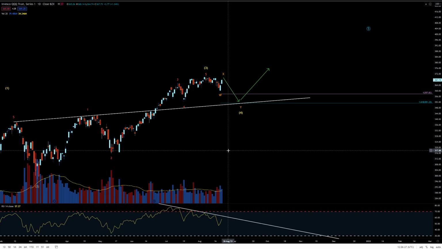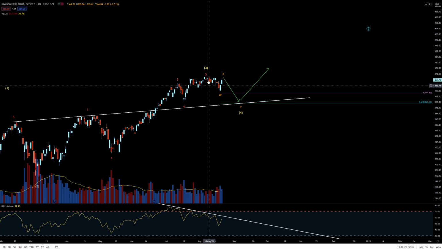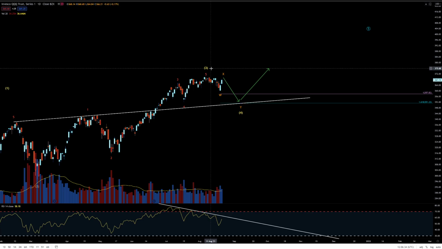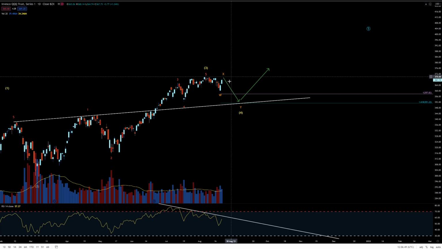Okay. So the bear count is that the top is already in, that we've already peaked for our wave three, and that we're already in a complex correction to the downside. That we're not going to make new all-time highs. We could go a little bit higher early to start the week, but we're going to put in a lower high, meaning we're not going to break above the 369 area that the Qs hit for previous all-time highs.